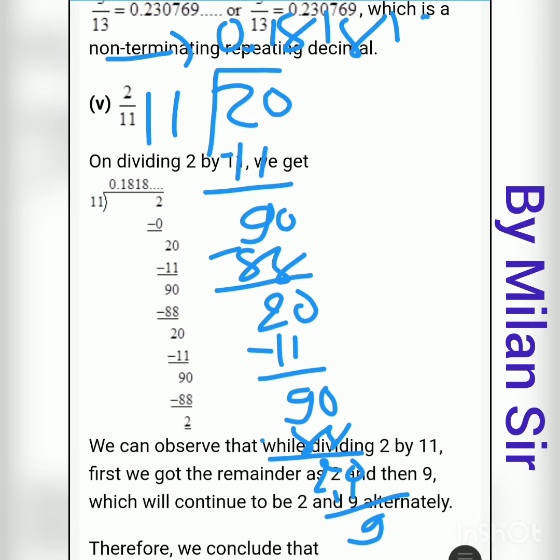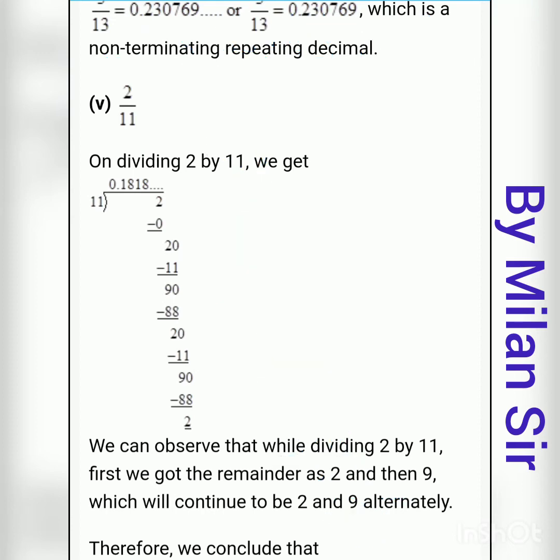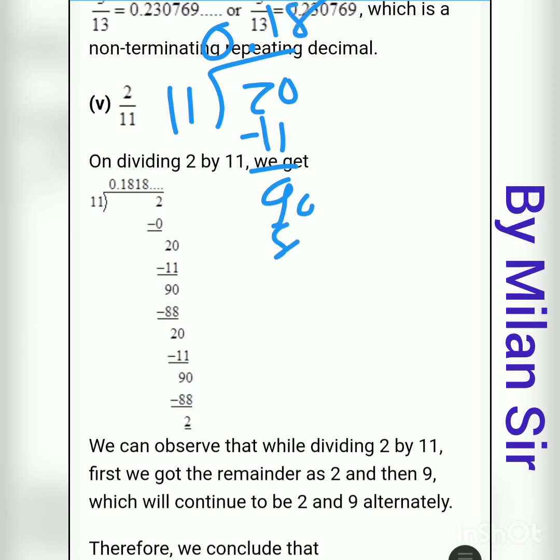It means that these digits repeat every time. 0.1818181818. It's an endless process, but we cannot get remainder as 0. Okay, so here again I repeat this question. 2 by 11, initially we cannot divide it, so 20. 11 ones are 11. 9 remainder, 90. 11 8s are 88. 2 remainder, 20. Ones are 11. 9 remainder. Again 8s are 88.